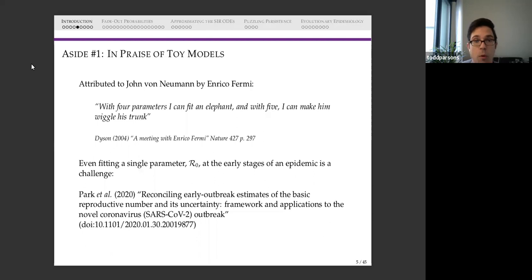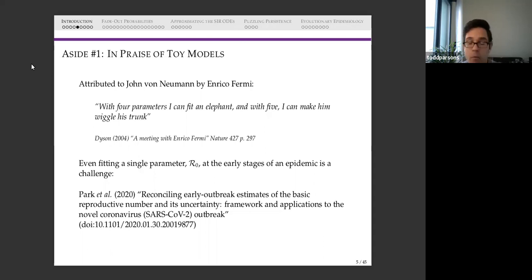And I just love this quote here. It's from John von Neumann, he attributed to Enrico Fermi. Sorry, the other way around. With four parameters, I can fit an elephant, and with five, I can make him wiggle his trunk. We have this idea that we can basically produce just about any phenomena we want given enough parameters.